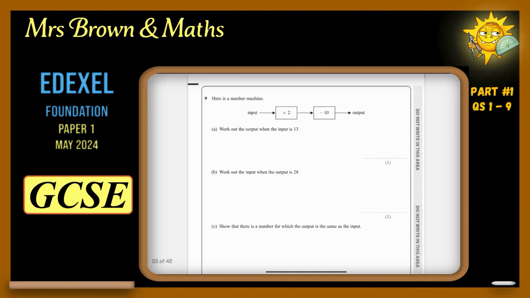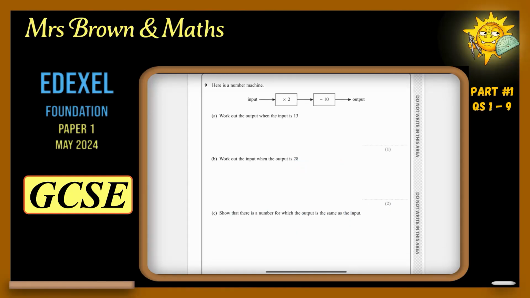Right, the last question for today. That is a number machine. Question A. Work out the output if input is 13. 1 mark question. 13 times 2 and minus 10. The answer will be 26 minus 10. It is 16. Actually, you don't have to show your workings here. If you can do it in your head, just don't waste your time.